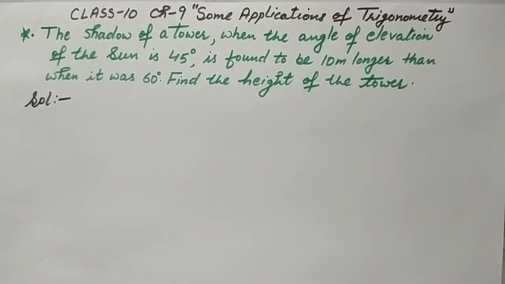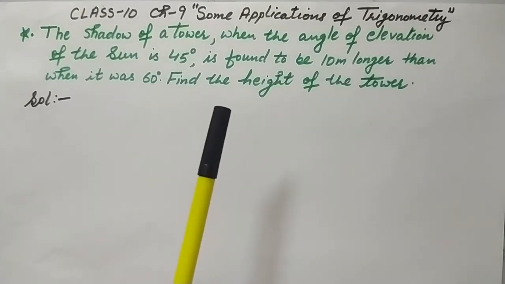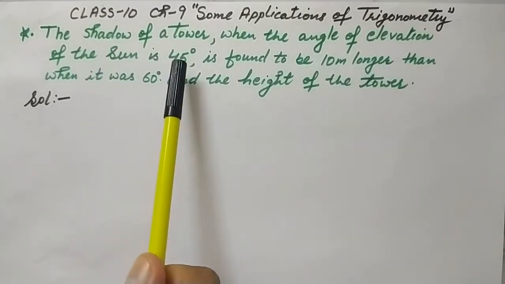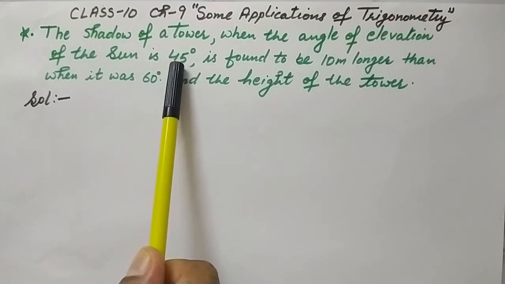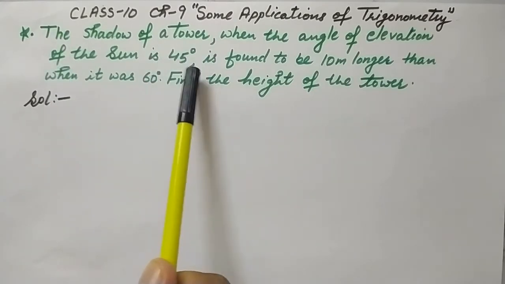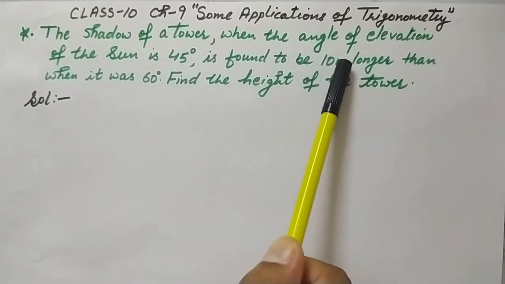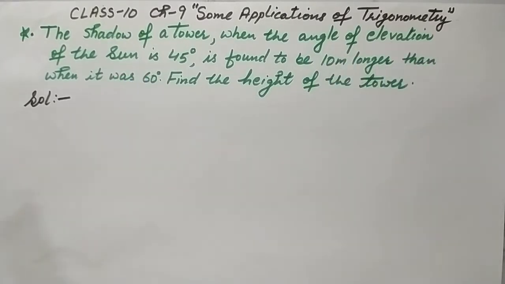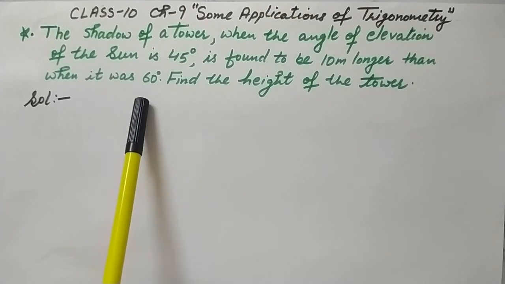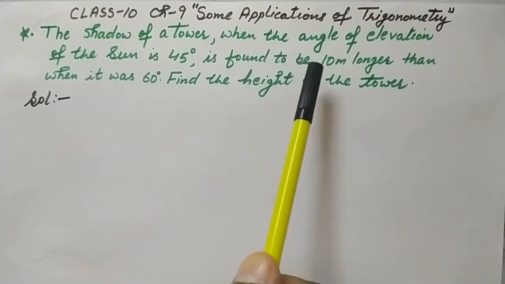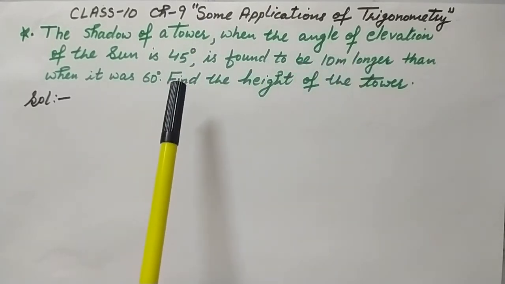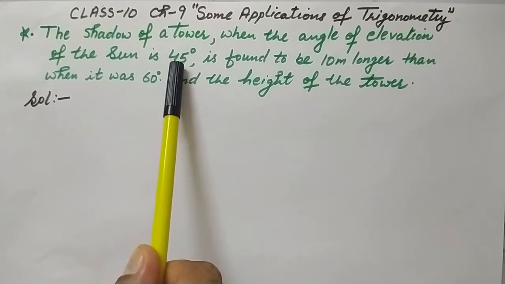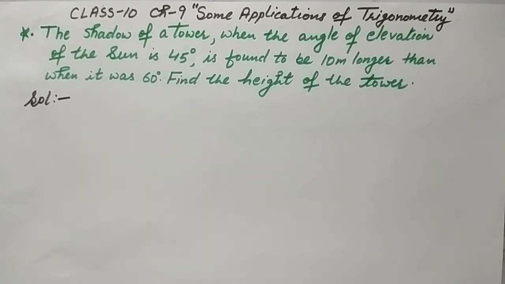So in this question, one tower is given, and it is said that when the angle of elevation of the sun is 45 degrees, then the shadow of this tower is 10 meters longer than when this angle of elevation is 60 degrees. It means at a 60 degree angle of elevation, the shadow is 10 meters smaller than when the elevation angle is 45 degrees. So let's draw the figure, then we'll understand the question.